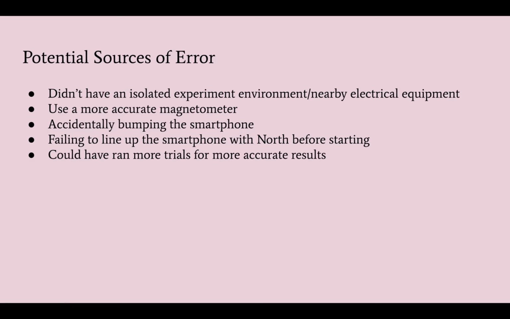As for potential sources of error, like I said, the values were different, so we didn't have an isolated experiment, and nearby electrical equipment could have contributed to error. We could have used a more accurate magnetometer, and then accidentally bumping the smartphone or failing to line up the smartphone north before starting could also contribute, and we also could have run more trials to gain more accurate results.